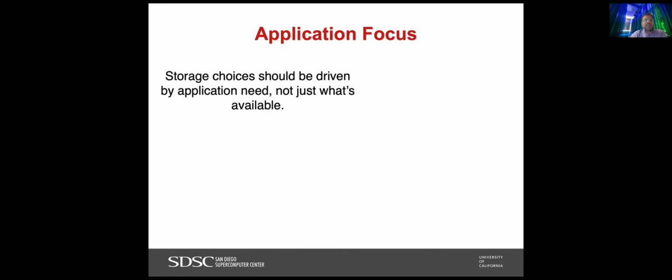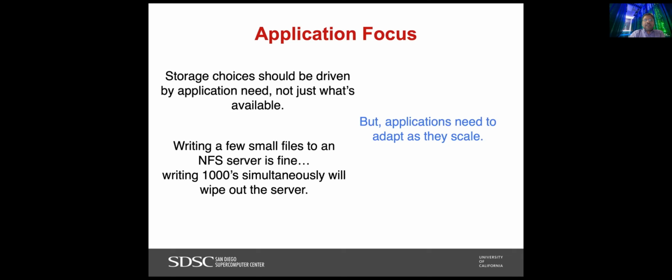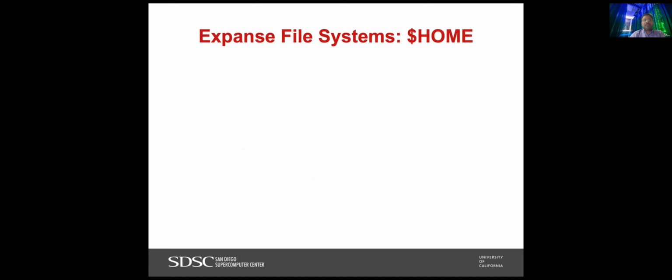So basically the choices are driven by the application need. And sometimes you might have to adapt your applications as you scale. For example, if you have a few small files and your job is using a few cores or a single core, writing small files to an NFS server is fine. But if you have a job that's got 1,000 cores and all of them are simultaneously writing, you'll cause a problem on the NFS file system. So there are considerations like that.